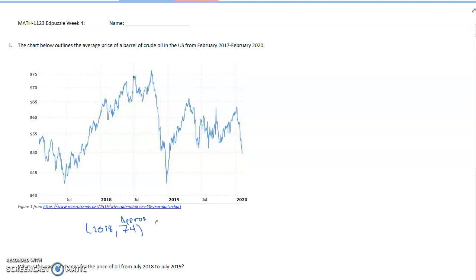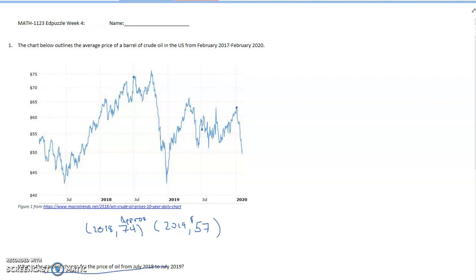And then in 2019, it looks like the price is right about, oops, sorry, wrong month. We're going to read this graph. It looks like it's right here. And somewhere between 55 and 60, I'm going to say it's 57. Again, this is an approximate, right?